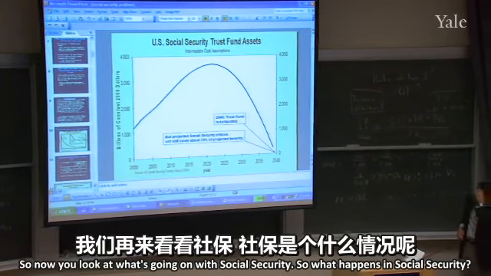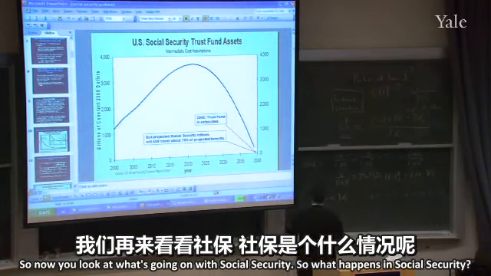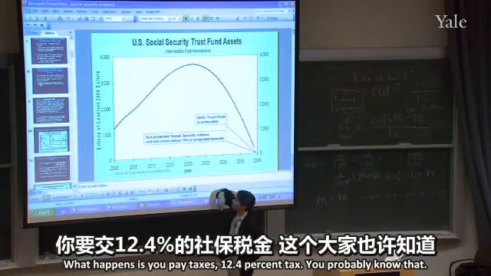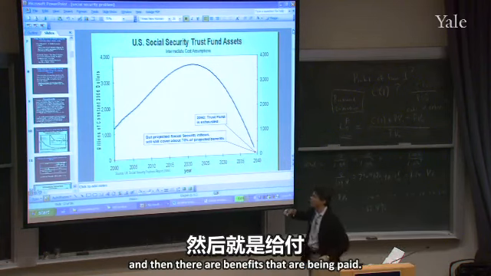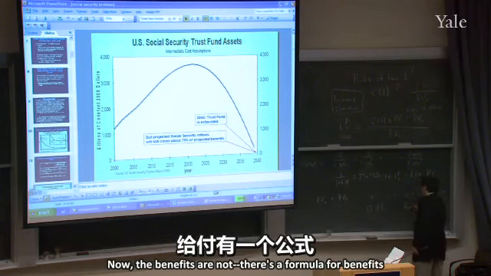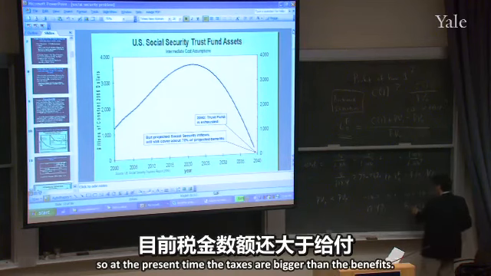Now you look at what's going on with Social Security. I'm going to explain the whole history and how it works here. What happens is you pay a 12.4% tax, you probably know that. Everybody's paying taxes on the money they make, and then there are benefits being paid. There's a formula for benefits which doesn't have anything to do with the amount of taxes being paid. At the present time, the taxes are bigger than the benefits.